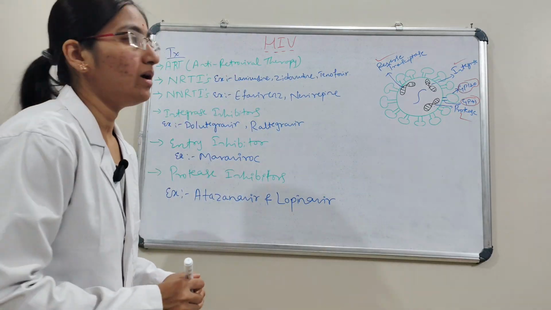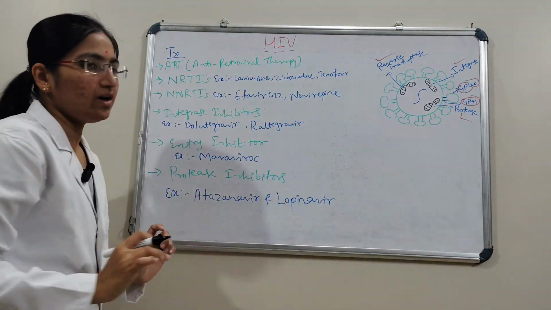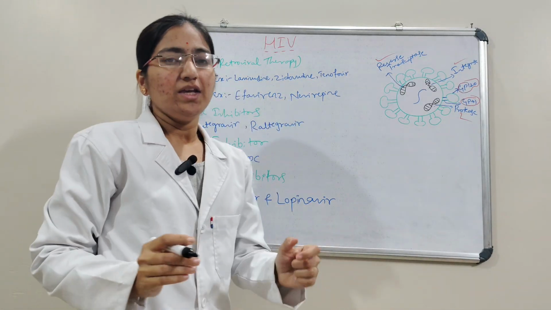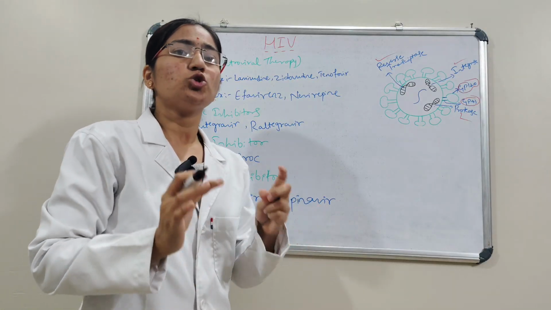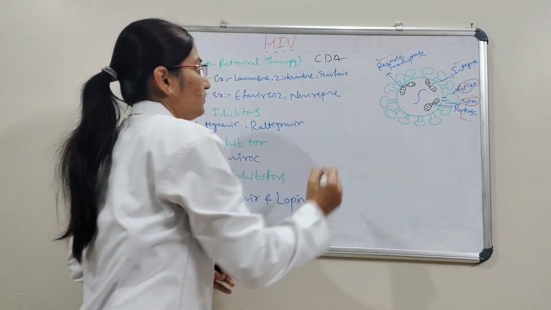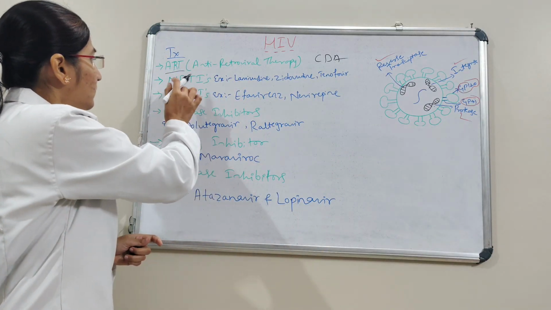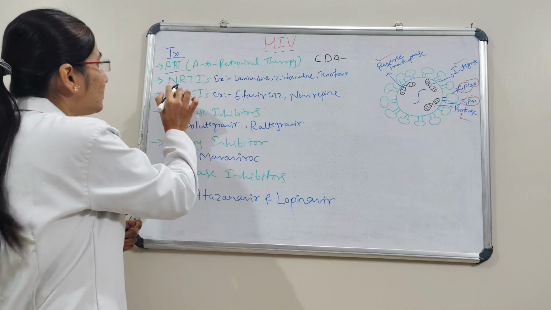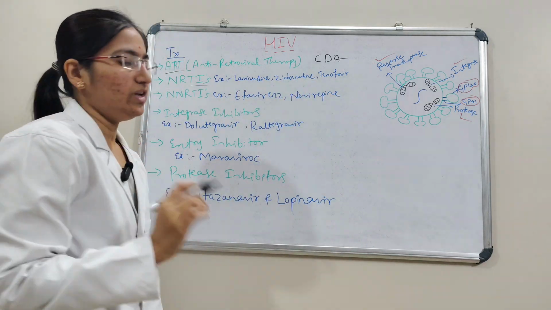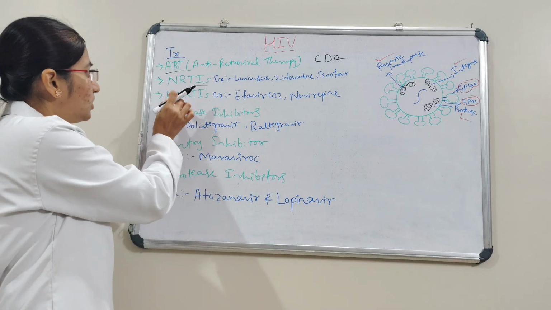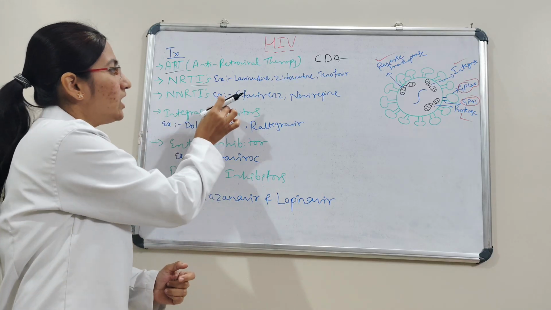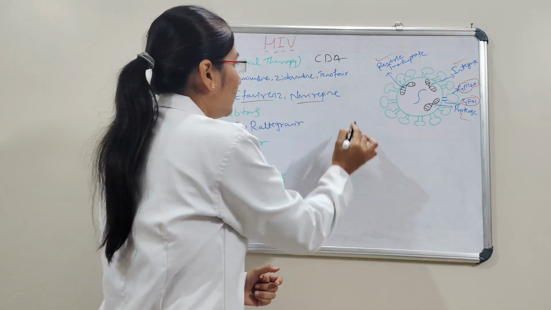Okay. Next we'll see treatment of HIV. First of all, the most important is ART, antiretroviral therapy. The effectiveness of ART should be assessed on CD4 cell count. Here, nucleotide or nucleoside reverse transcriptase inhibitors, for example lamivudine, zidovudine, and tenofovir. And then the second one, non-nucleotide or non-nucleoside reverse transcriptase inhibitors, for example efavirenz and nevirapine.